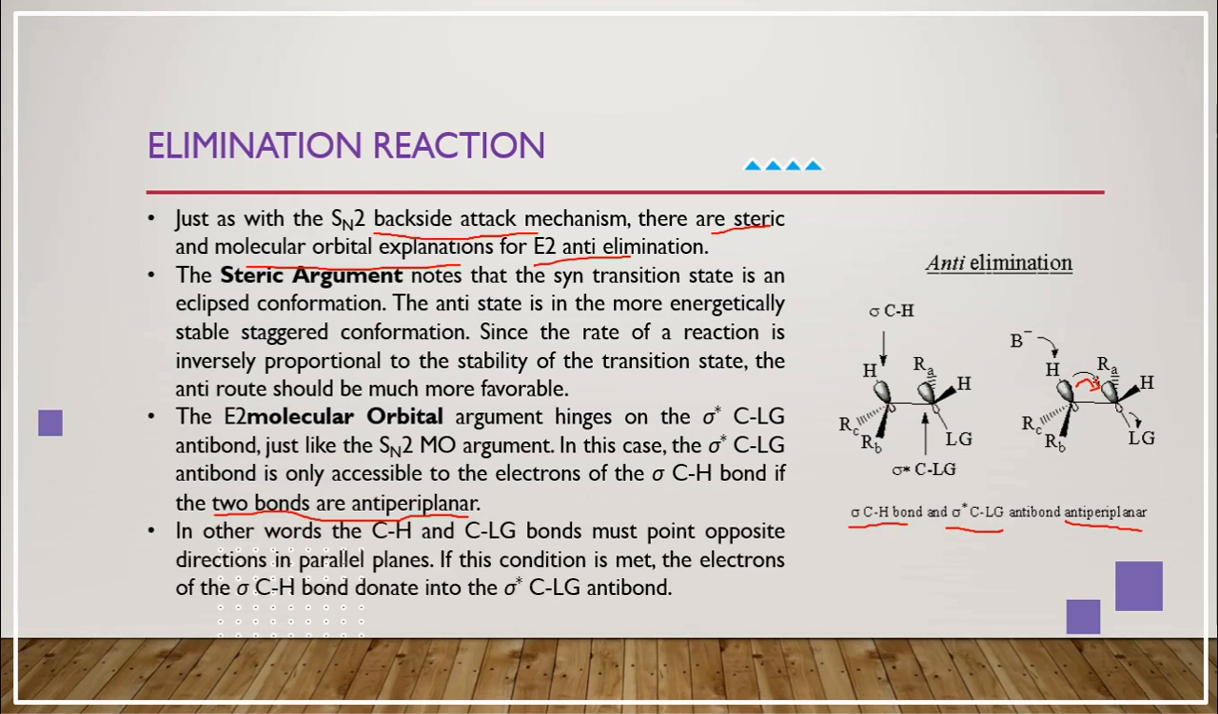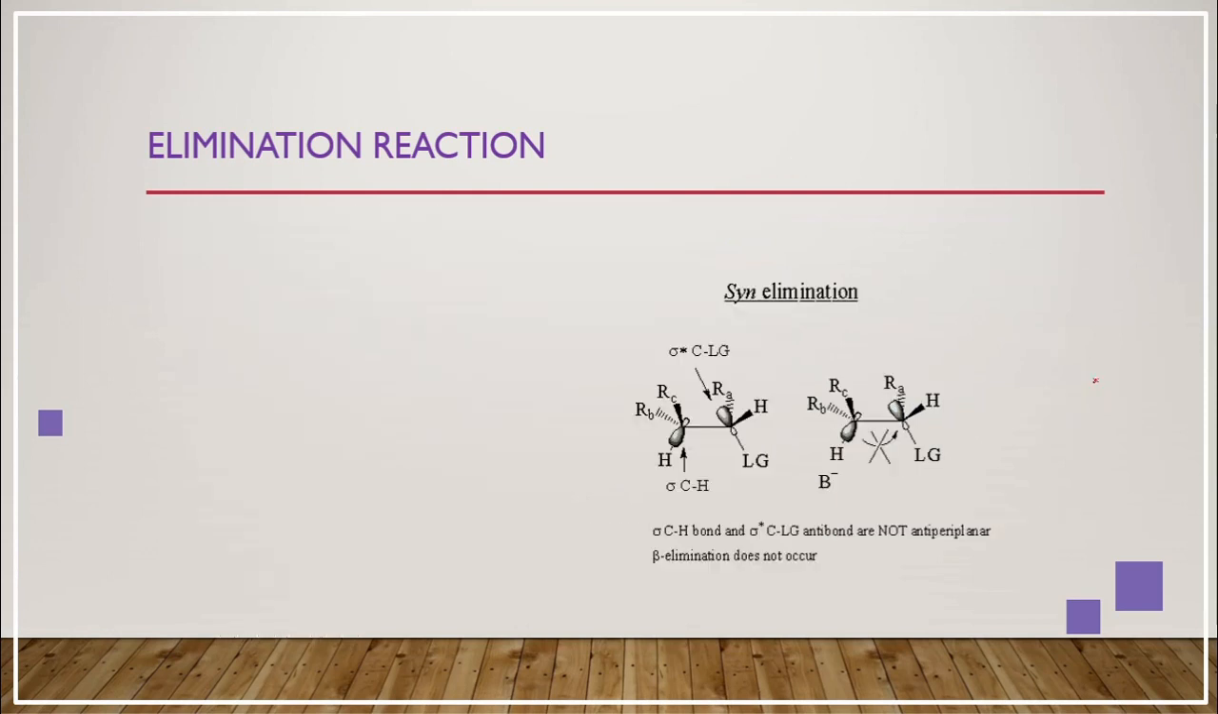In other words, the carbon-hydrogen and carbon-leaving group bonds must point in opposite directions in parallel planes. If this condition is met, the electrons of the sigma C-H bond are donated into the sigma star of the carbon-leaving group antibond, which is considered the most energetically favorable process.